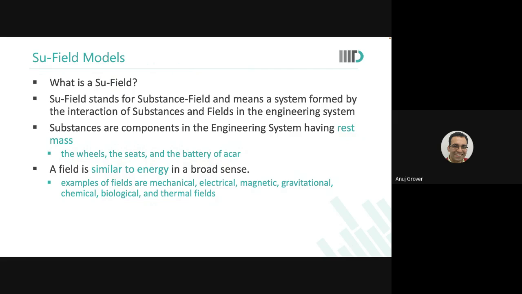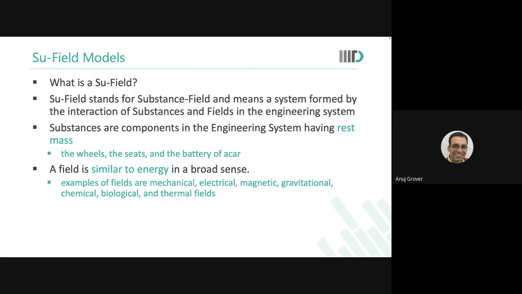So what is a substance field? Substance field means a system formed by interaction of substances and fields in the engineering system. Substances are components in the engineering system having a rest mass. He's very, very clear about this over here.